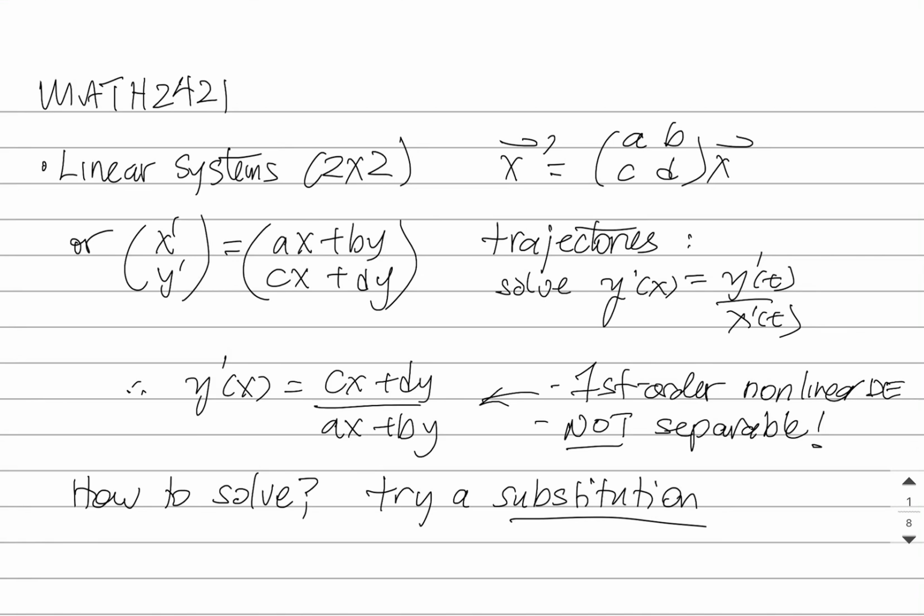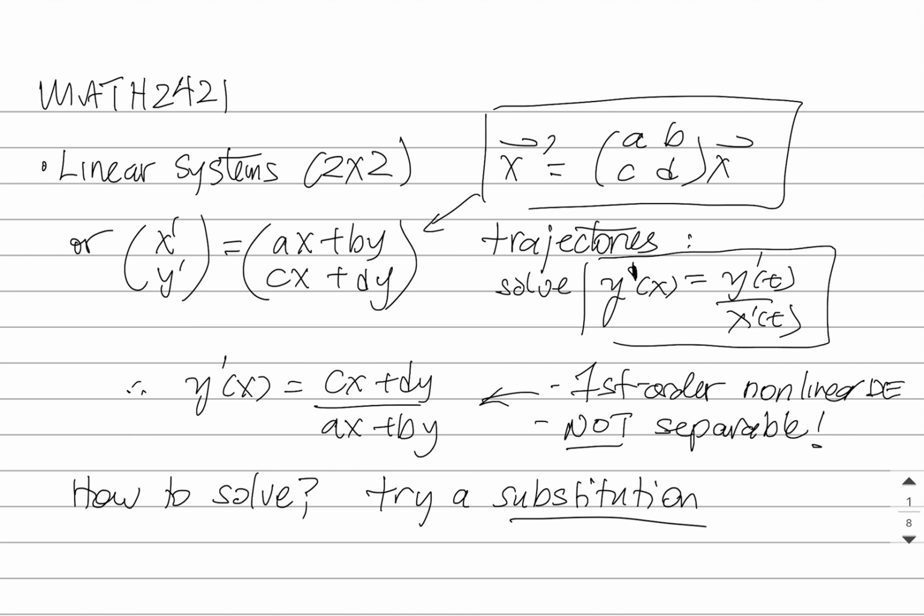We've been considering 2x2 linear systems, so systems that have the following form. If we want, we can put it in standard form to more clearly understand what the system looks like. And in particular, we've been talking about trying to find trajectories in the phase plane. And the equation by which to do that turns out to be a first-order nonlinear equation.